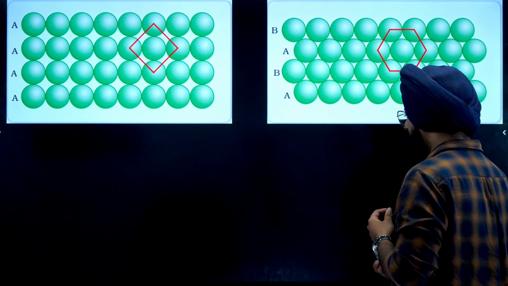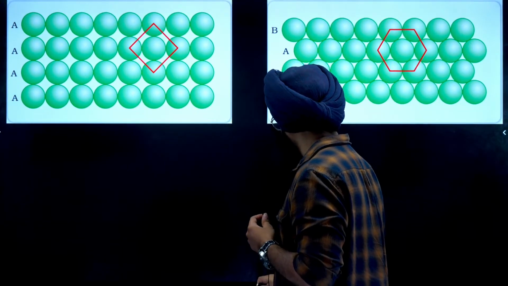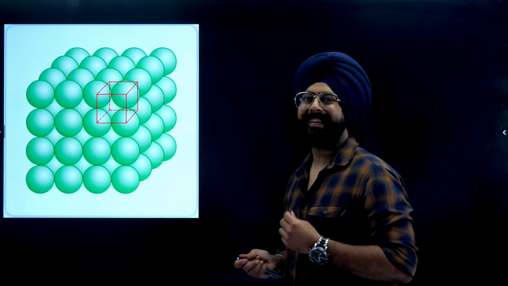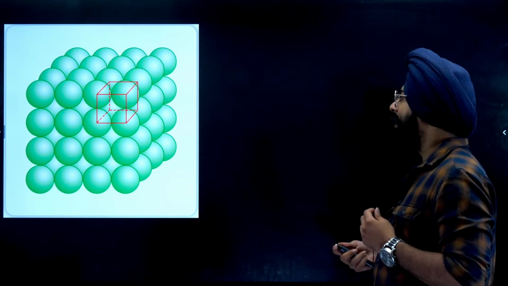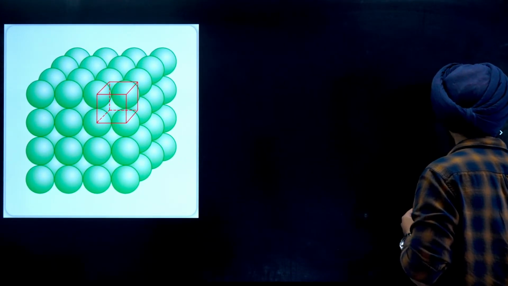Yeah. So now we'll take these 2-dimensional layers and we'll stack them on top of each other to create something like this. Everyone understands this? What is happening over here?